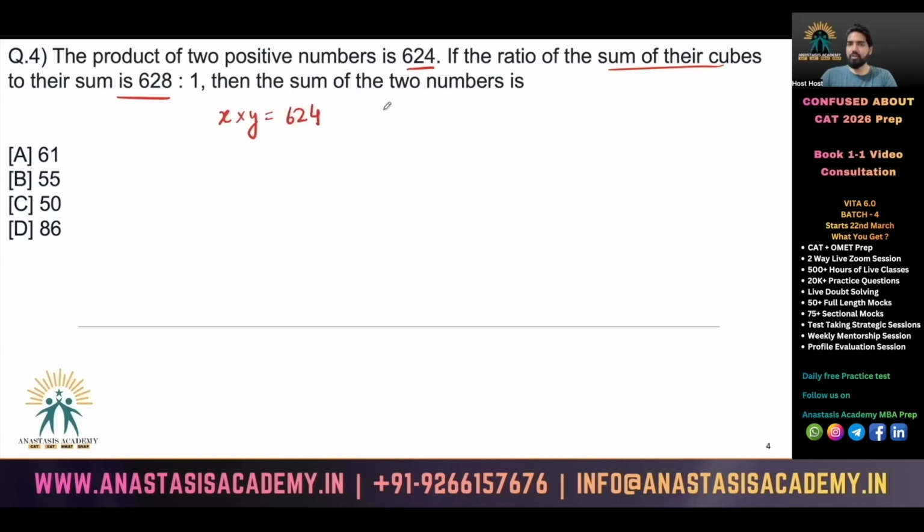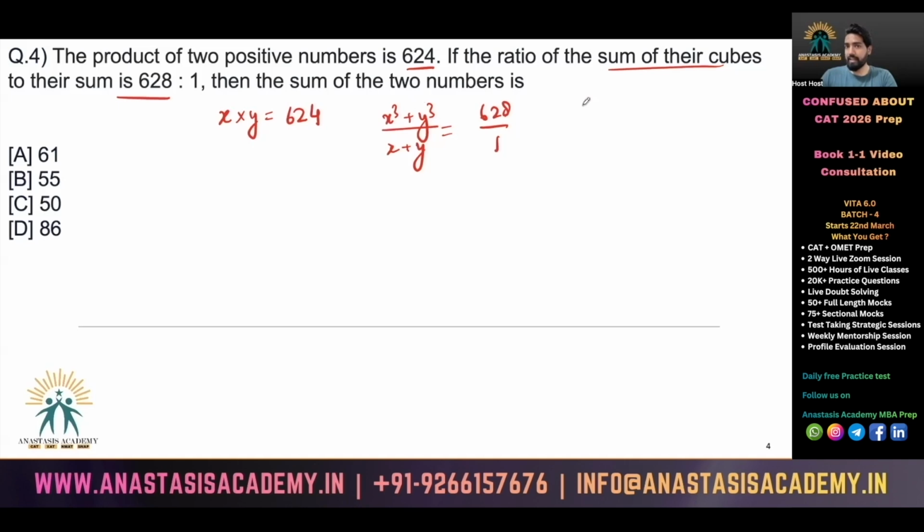We are given the ratio of the sum of their cubes, that is x cube plus y cube, divided by their sum, that is x plus y, and this ratio is given as 628 upon 1. So we are given this x into y and we are given this ratio, right? What can we think from now? Right at the moment, what can we think? Oh, so I know about x cube plus y cube.